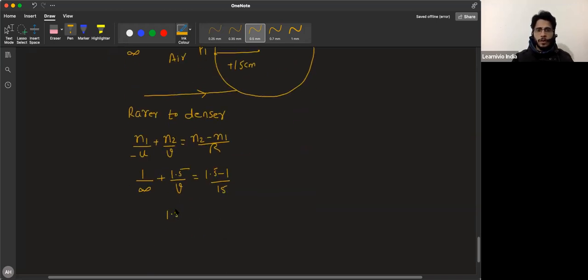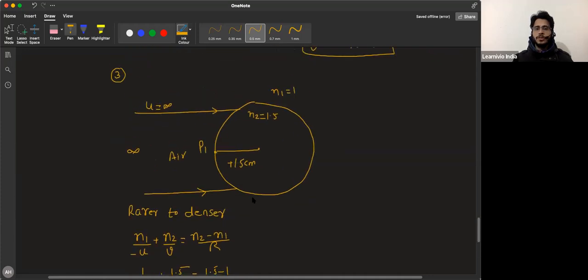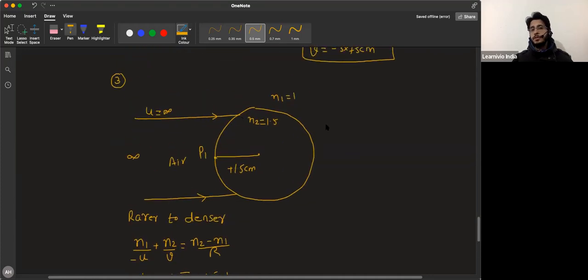So we have 1.5 by V is 1.5 minus 1, which is 0.5 by 15. So get the value of V. Just cross multiply it. It's 1.5 multiplied by 15 divided by 0.5. So it's 3. You get V is 45 centimeter. So that's the image distance, 45 centimeter. From the surface, the image will be at 45 centimeter.